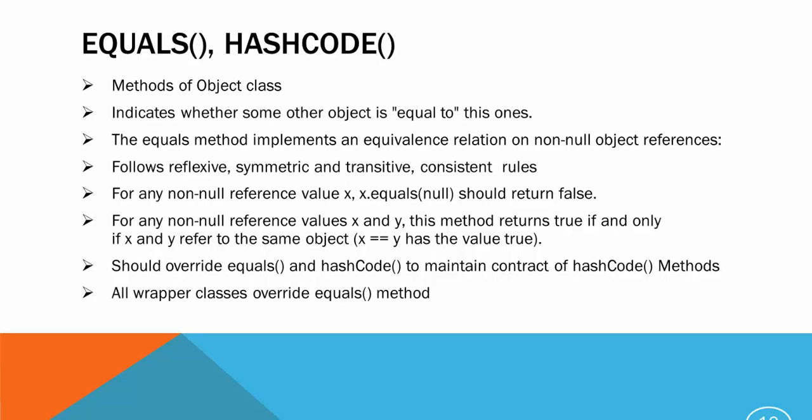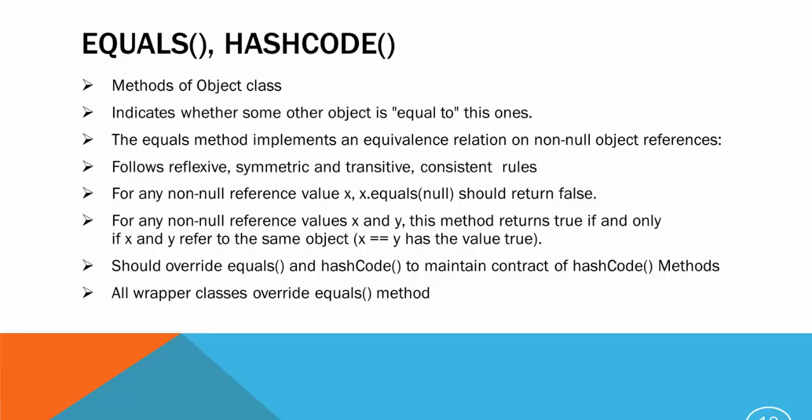HashCode is basically useful when you are trying to put objects into some collection which is based on the hash, like HashMap, HashSet, Hashtable. At that time hashCode is required.